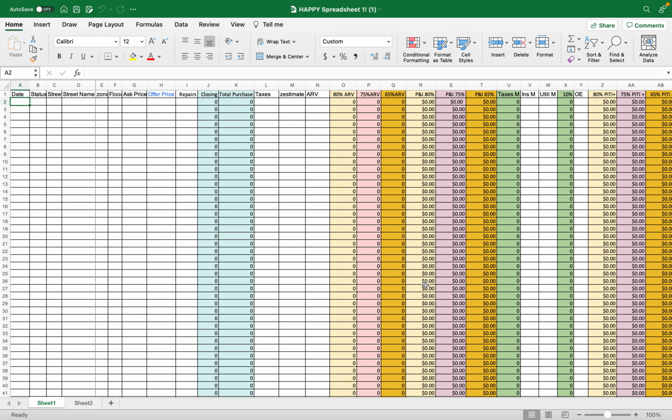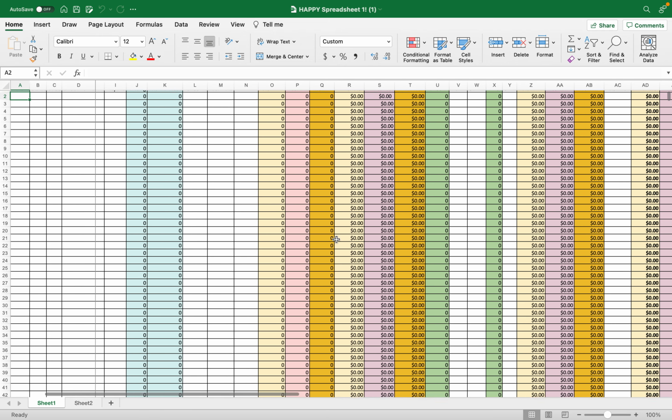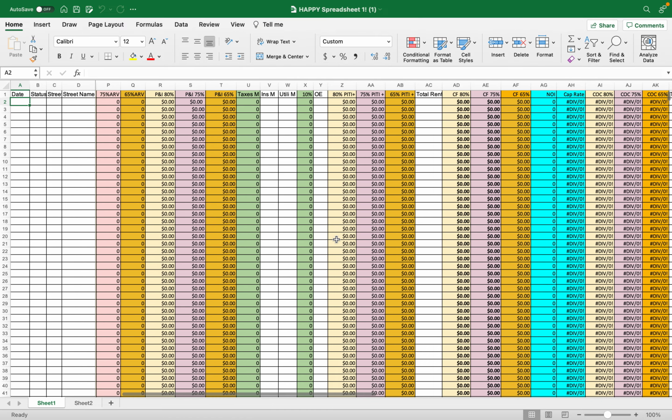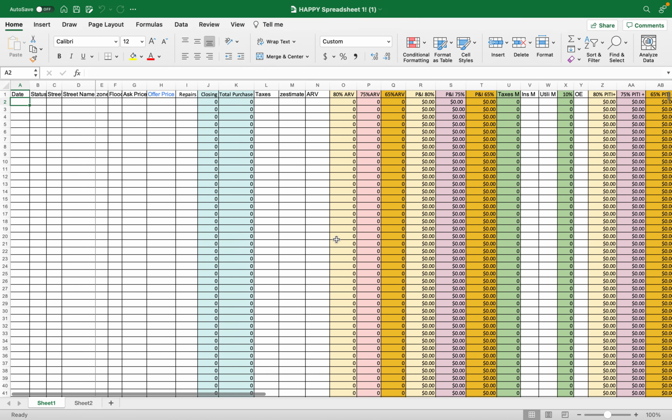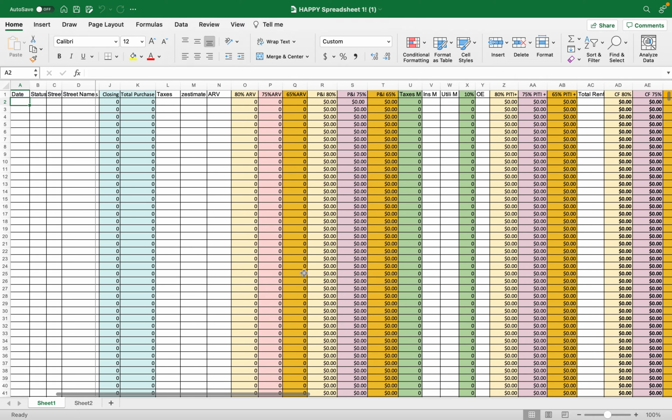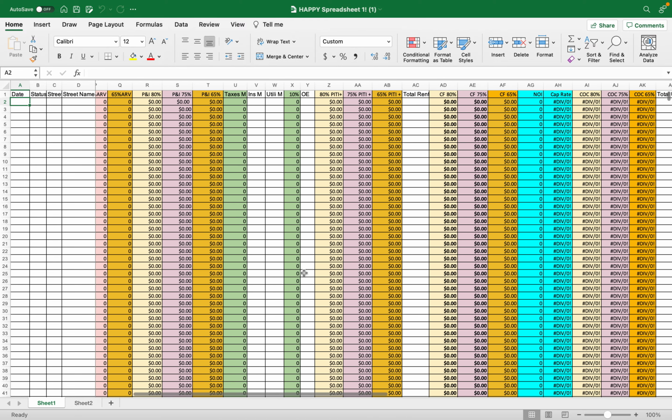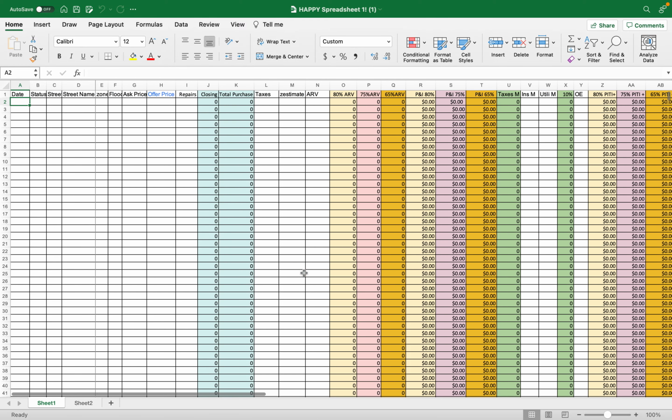This is a lot of columns, and I'll go through and explain it, but basically the columns that you need to worry about inputting data into are the ones in white. The columns that are in color all have formulas in them, so that's going to do the math for you. I'm going to start by putting in a property.